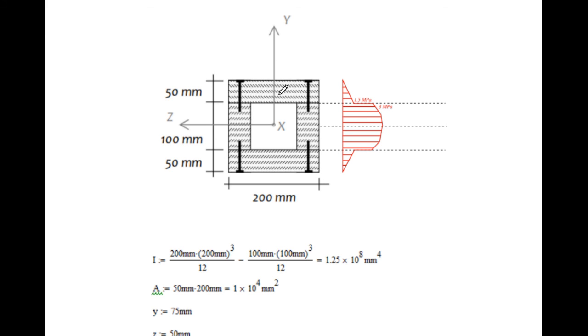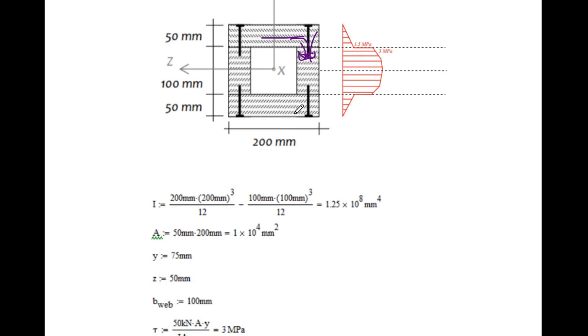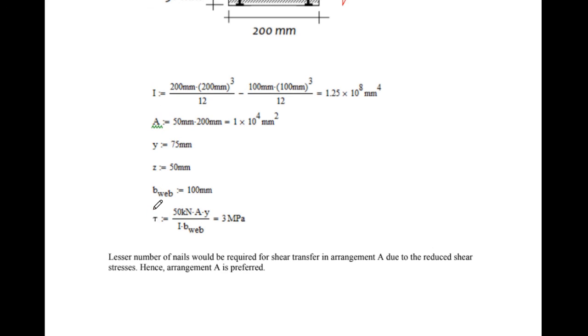Why is this so? Because the cross section area reduces, and more shear will flow in a smaller area, so there will be more shear. For this one we use this formula: V times A into Y, which is also called Q, divided by I into B of web.